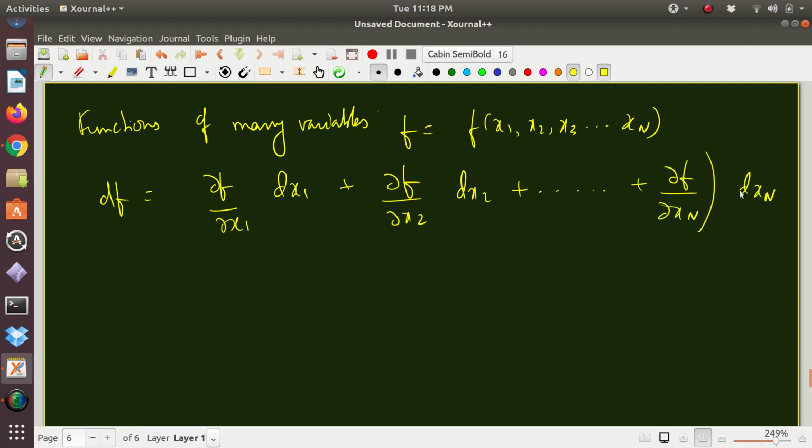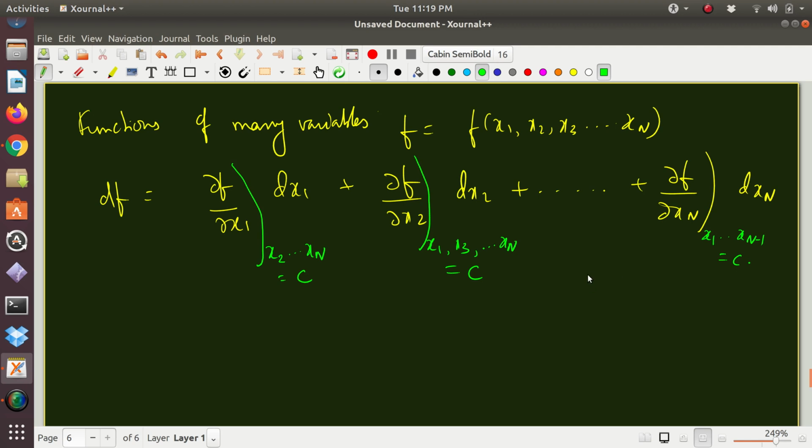Now when I do this, what I really imply is, when I take partial derivatives here, everything except x1 is kept constant. Here everything except x2 is kept constant. Here everything except xn is kept constant. That's the meaning of partial derivatives, of course. So this is a very important idea in partial differentials.